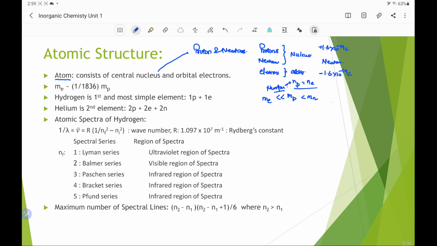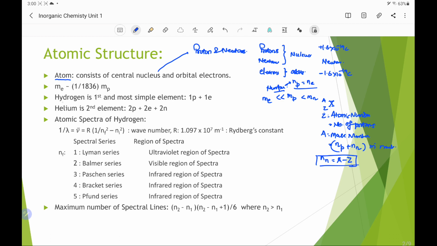An atom can be represented symbolically in the form ZXA. Here Z refers to the atomic number. This atomic number is equal to the number of protons in the nucleus, while A is the mass number, and it is the sum of the number of protons plus the number of neutrons in the nucleus. That means the number of neutrons will be equal to mass number minus atomic number. This we have to remember.